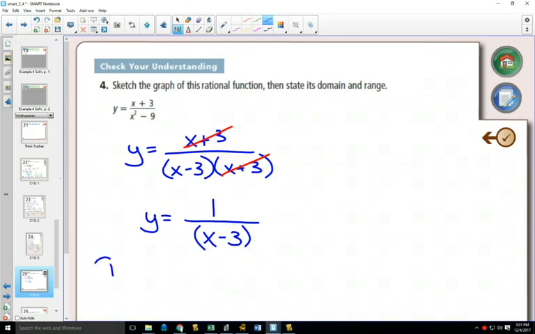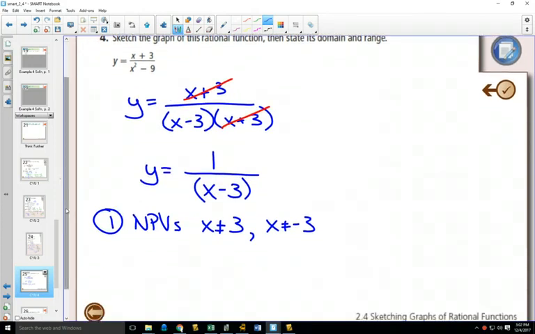So number 1, do we have any non-permissible values? Yes. X can't equal 3 anymore, and x can't equal negative 3. Even though it's simplified away, it's still a non-permissible value. One of these is going to be a vertical asymptote, and the other one is going to be a hole. So x equals 3, it's still in, here's our simplified equation.